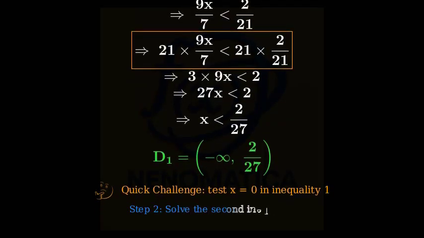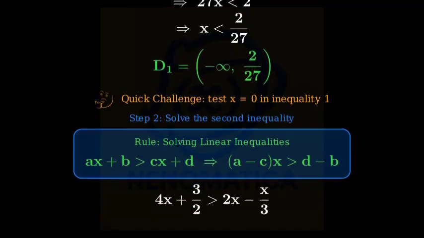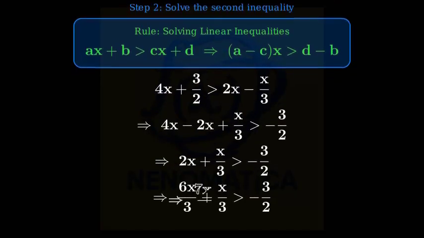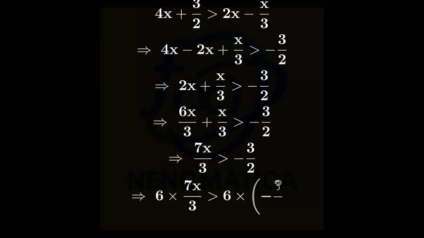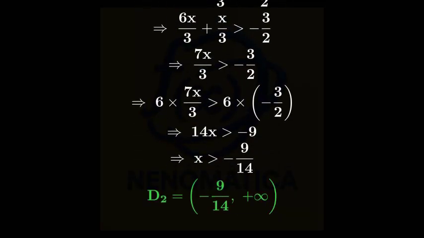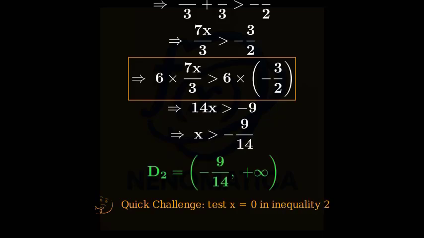Step 2. Solve the second inequality. Again, we use the linear inequality rule. Collect like terms and scale both sides by positive numbers only. Another quick challenge. Choose a number greater than -9/14, like 0 again, and verify it makes the second inequality true.